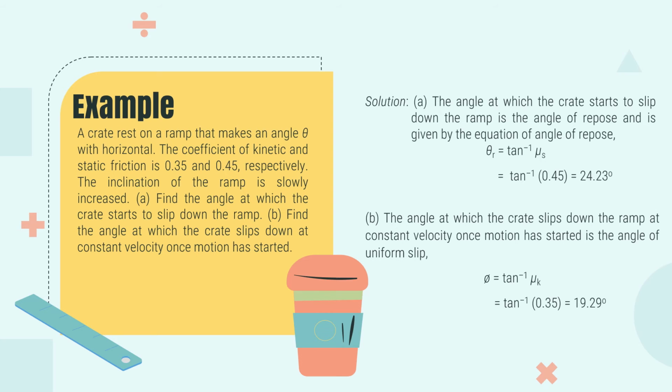For problem B, the angle at which the crate slips down the ramp at constant velocity once motion has started is the angle of uniform slip, which is given by phi, which is equal to inverse tan mu sub k. By substituting, we have inverse tan of 0.3500, which yields 19.2900 degrees.